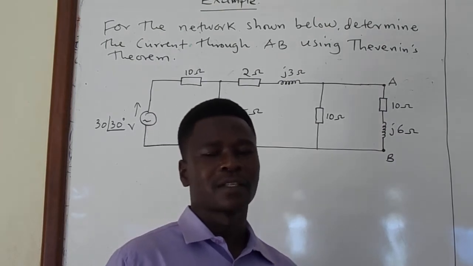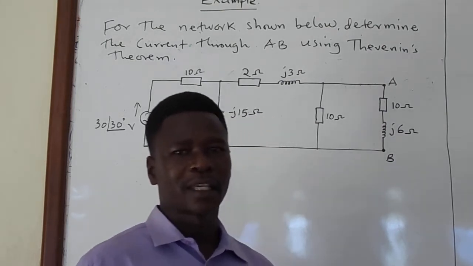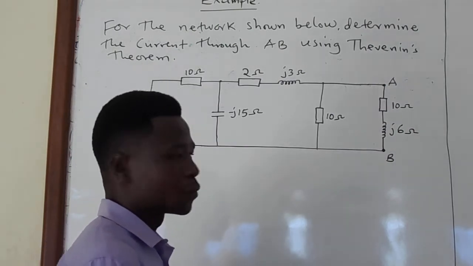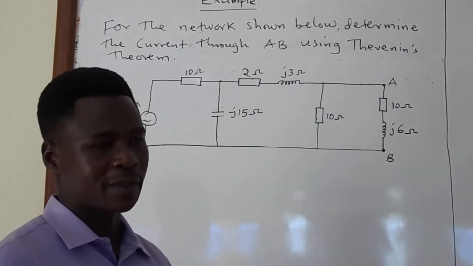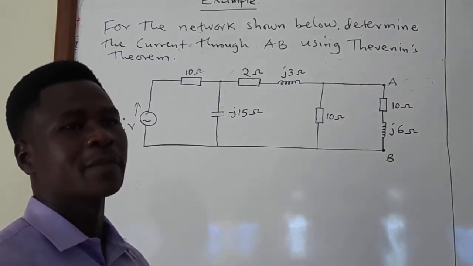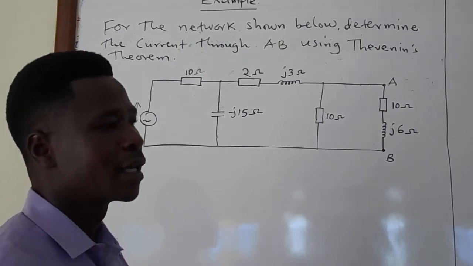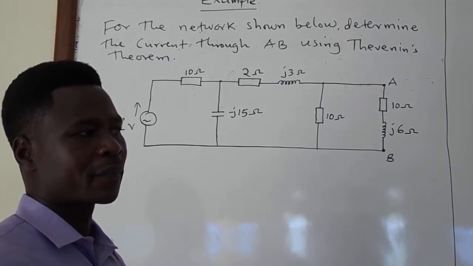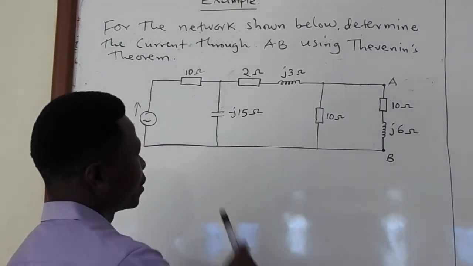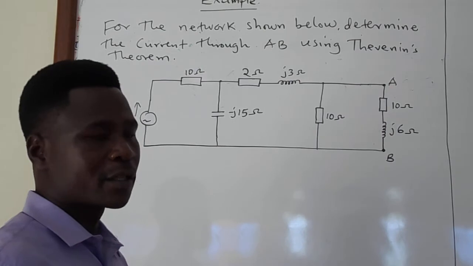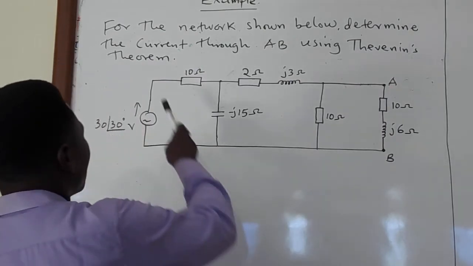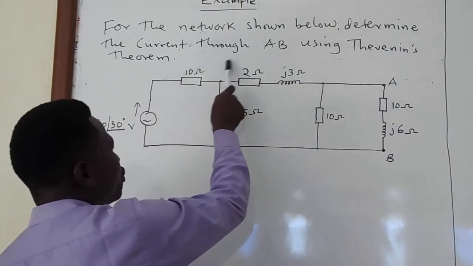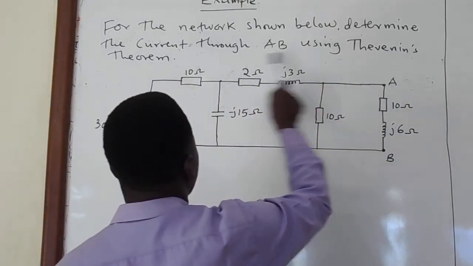And this class is on electrical circuit analysis in Diploma Module 2. And the topic of discussion is network theorems. Now, there are several network theorems to be discussed, but for today, I only want us to focus on Thevenin's theorem. The example that I have on the board reads: for the network shown below, determine the current through AB using Thevenin's theorem.